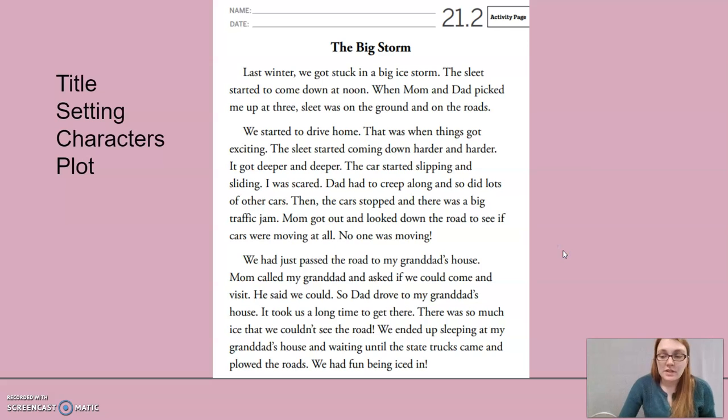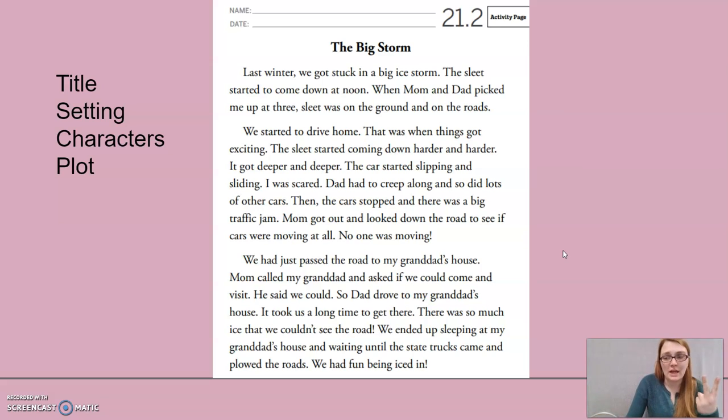Okay, so although this is personal narrative, and we did say that it was a fact or nonfiction type of writing, it's going to have features of fiction. For example, title. There's a title to the story, The Big Storm. There's a setting. In the story, they were in the car, driving home. They ended up going to granddad's house.